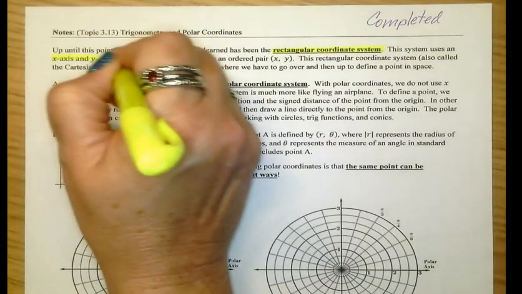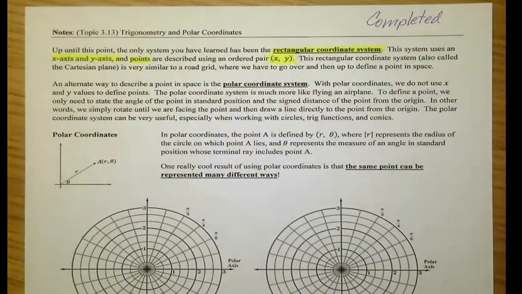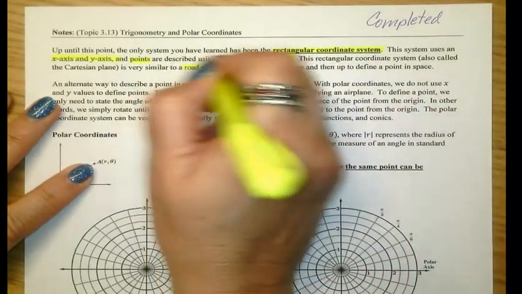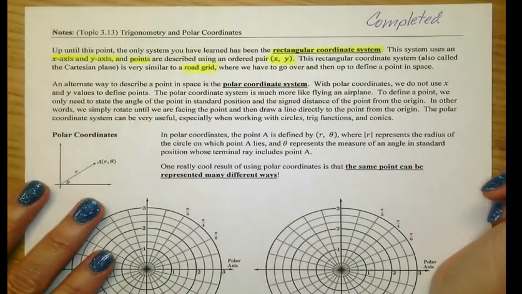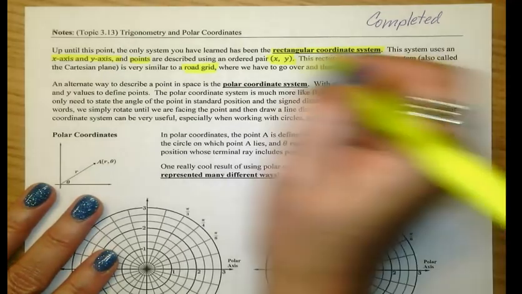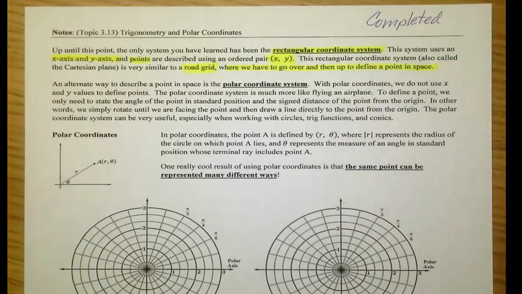And in this system, it uses an x-axis and a y-axis, and all the points are described with the ordered pair x, y. So this rectangular coordinate system, also known as the Cartesian coordinate system, think about it as being very similar to a road grid. In other words, if you're driving somewhere on a road, we have to go over and then up to a definite point based on the roads that we have to get there. In other words, we can't just drive through someone's yard or something like that. We've got to stick to the roads. And most of those are laid out in a grid in different towns. So that's that Cartesian system.